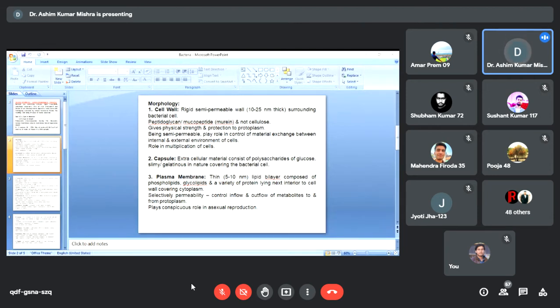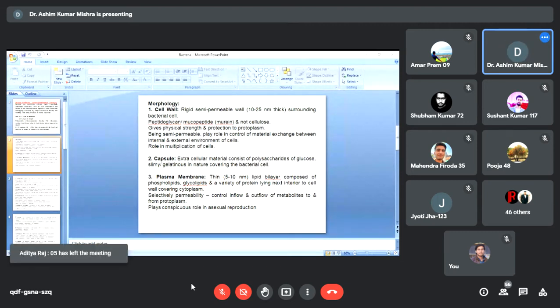Second is the capsule. It is extracellular material, consisting of polysaccharides of glucose. It is slimy, gelatinous in nature, covering the bacterial cell. Sometimes these capsules are protective in unfavorable conditions, to tide over the unfavorable condition, covering the bacterial cell. Like if unfavorable conditions of water, moisture or heat are there, they use the capsules.